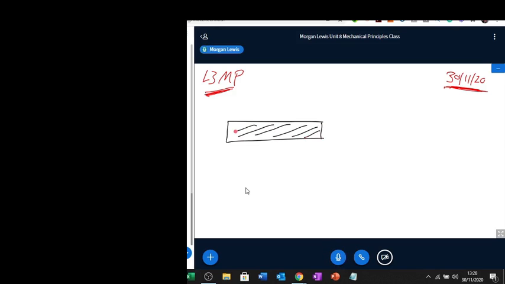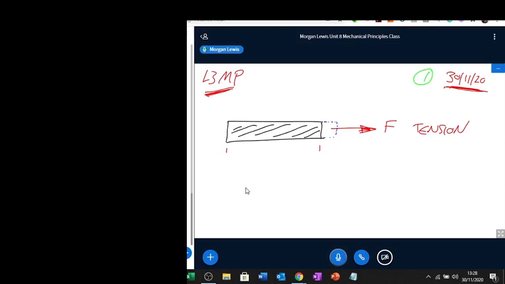My block of metal. If I got a force going this way, this metal bar is going to extend a little bit. So it's going to move this way, because that's in tension, because we're pulling apart.